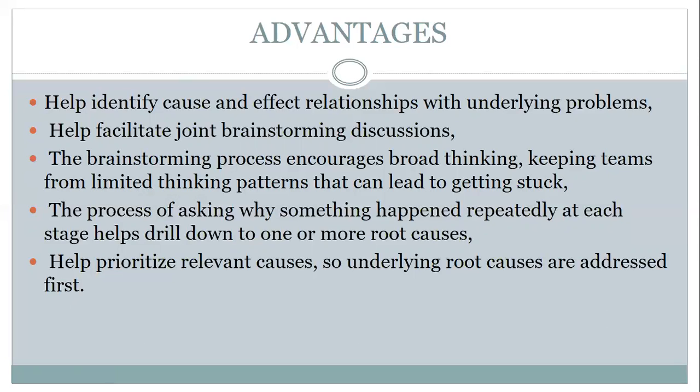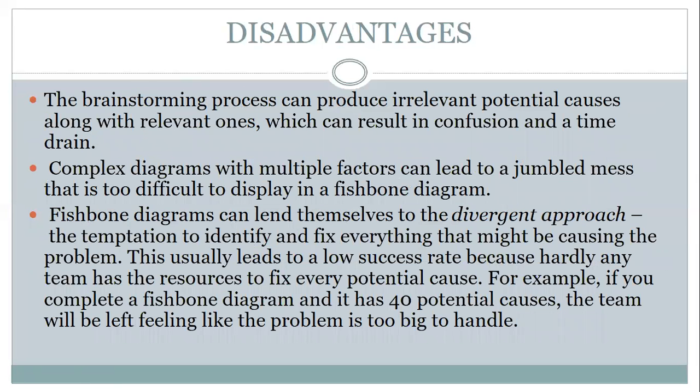But though the method has so many advantages, it also has some disadvantages. Sometimes the brainstorming can produce irrelevant potential causes along with the relevant ones. Complex diagrams with multiple factors can lead to a jumbled mess, and fishbone diagrams can lend themselves to a divergent approach. Suppose, for example, we have a fishbone diagram which has 40 potential causes, the team will be left feeling that the problem is too big to handle.